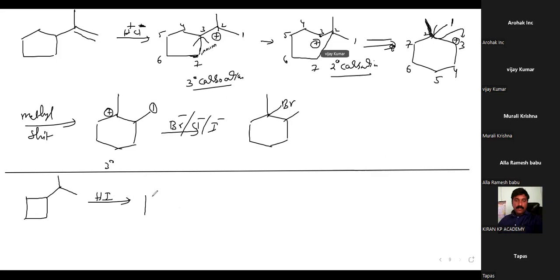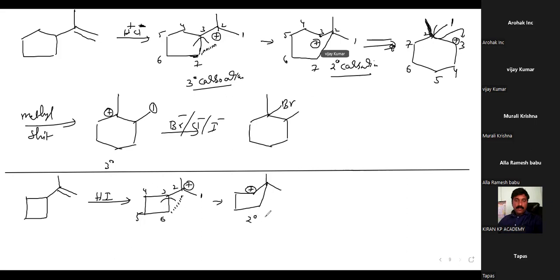Quickly, I will make it. I'll do more examples over here. This one, ring expansion. Here, there should be an unsaturation, a double bond, compulsory. Then the ring expands. If you want a numbering, 1, 2, 3, 4, 5, 6. Draw it. This one, and here we have a positive charge.